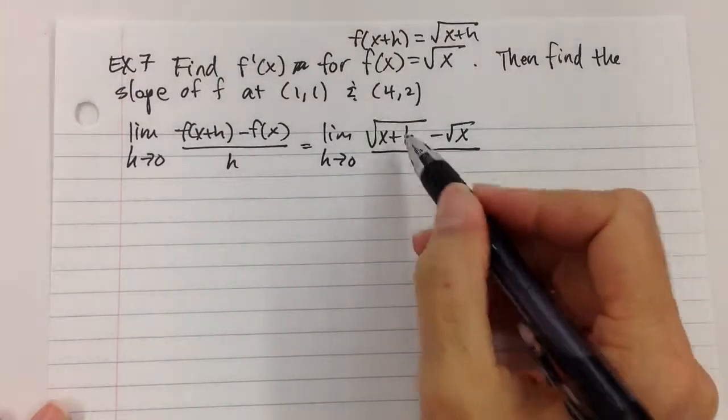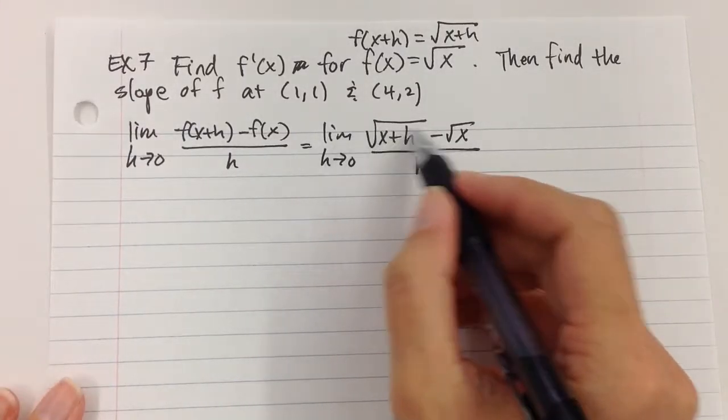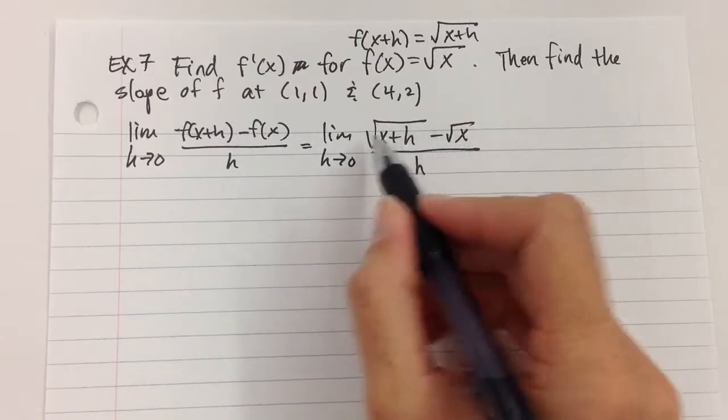Okay. We're going to get 0 over 0. Somehow we need to get this h to go away. We don't like square roots. We want to get rid of them. How do I get rid of this square root up here?